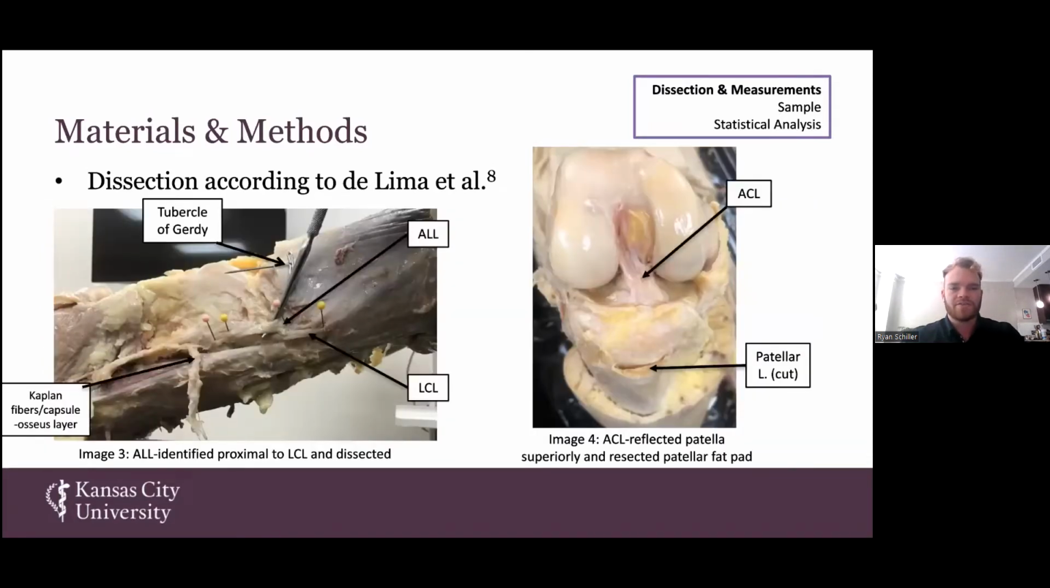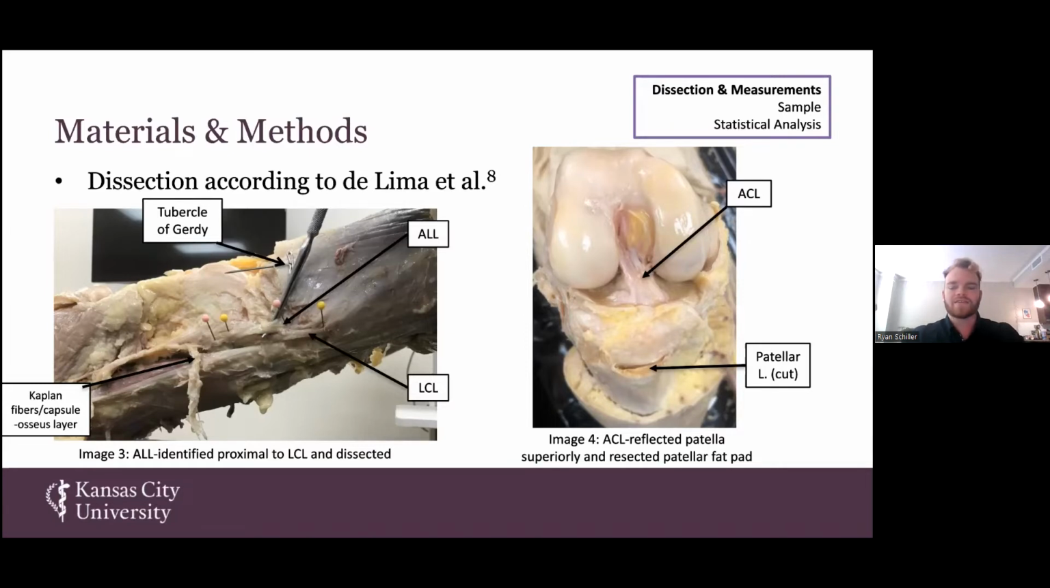And next, after the LCL is properly identified, the ALL is then looked for by applying a slight varus and internal rotation force to the knee. These forces combined really isolate the ALL fibers in a straight pattern so that it's easier to see where they are. Generally they're lying superficial to the LCL somewhere along its proximal half before the knee joint. And so both ligaments and their origin and insertion are isolated and pinned. And then also the tubercle of Gerdy is pinned at its most prominent point, as you can see in this image.